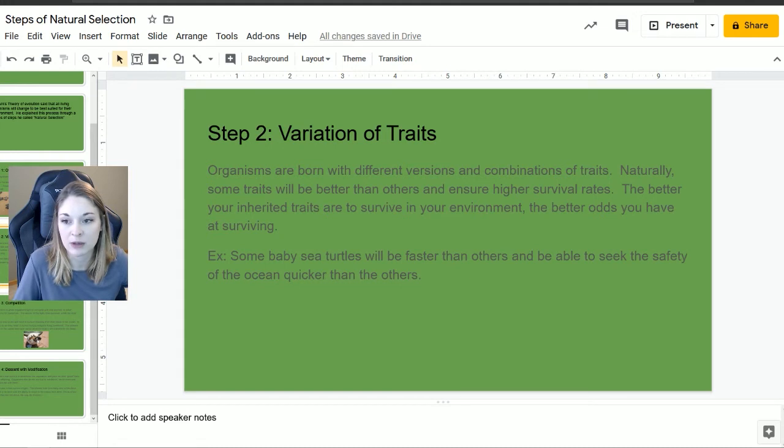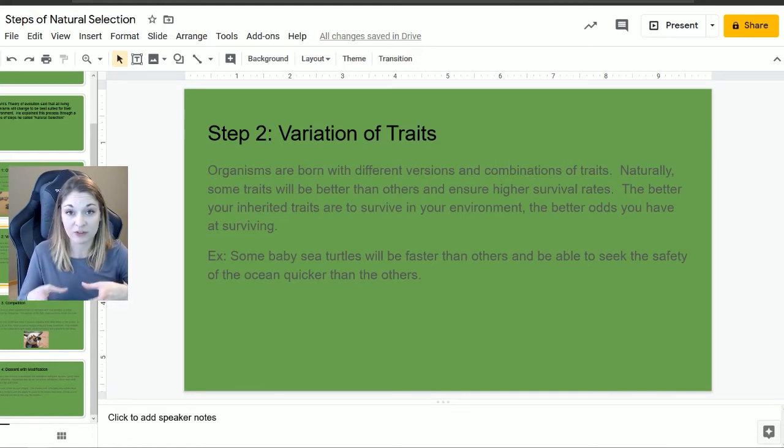So we're talking about their ability to crawl on the sand into the ocean, because the nest is in the sand and they have to crawl all the way into the water. Now, this isn't the only important trait for a sea turtle, to be able to crawl on sand, but this is one of them. And so you could pick many, many different traits, but it's all about their environment.